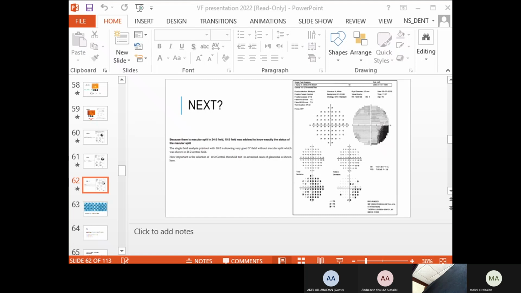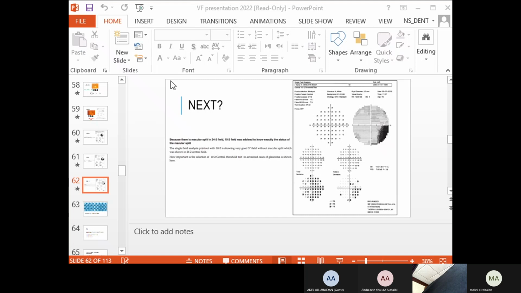Aziz, yeah. Okay, this is the unfavorable field. Let's start with this one. First, I'll confirm the patient's name, ID, and age. Then I'll check the reliability, which is good. There's no fixation loss. False positive and negative are 0. Then I'll confirm the type of test and the angle. It is SITA Fast. I'll then check the grayscale for any generalized depression.